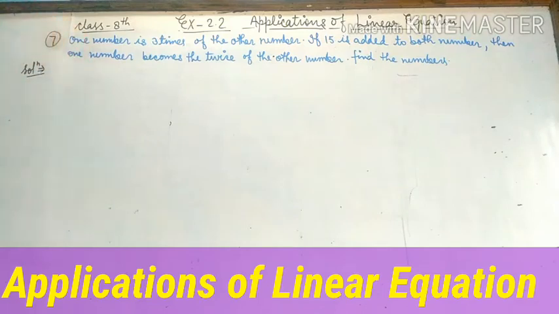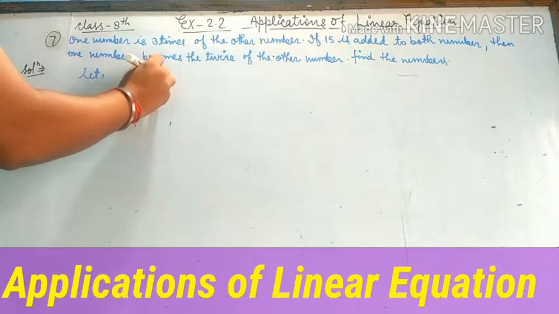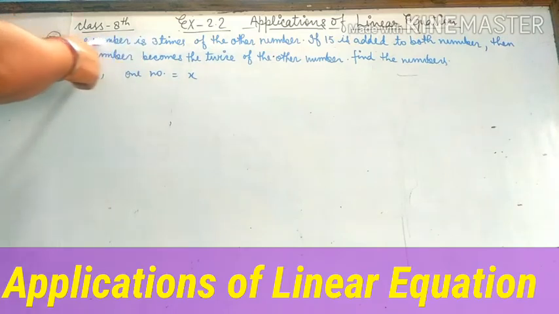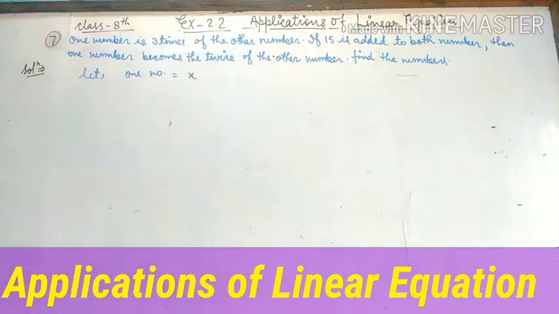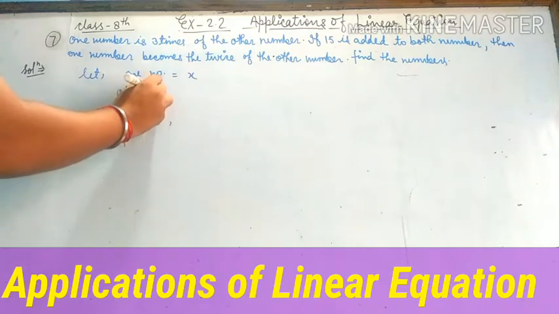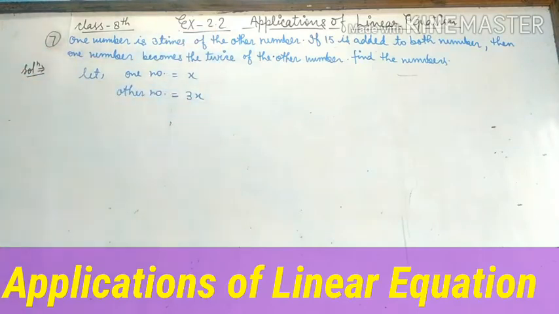So for the solution, we will write "let", because let means we are supposing, we don't know the numbers. Let one number equal x. Then one number is 3 times the other number, so the other number equals 3x.